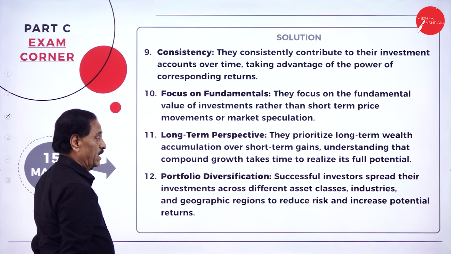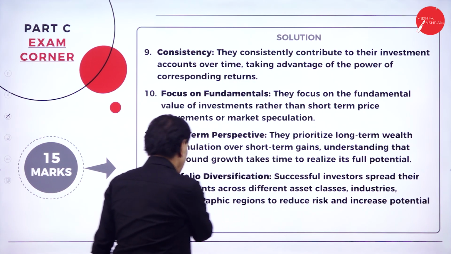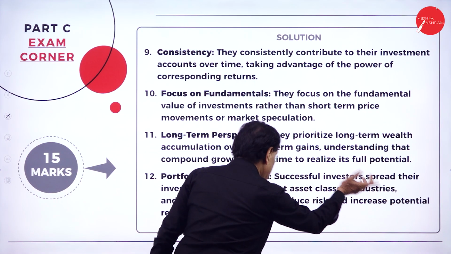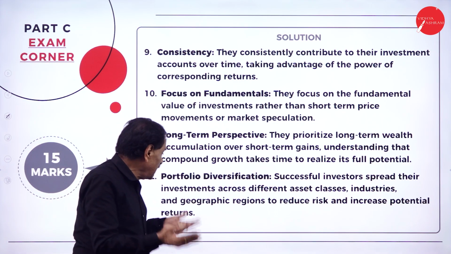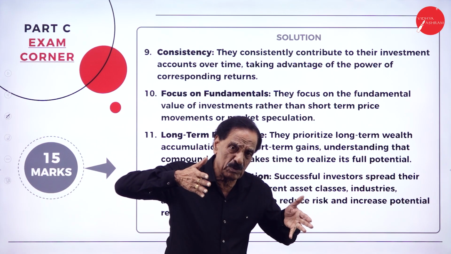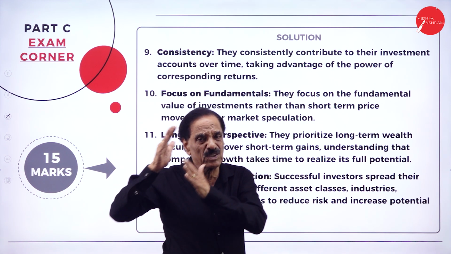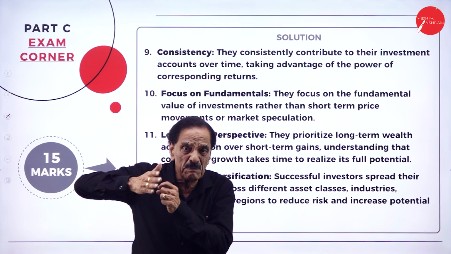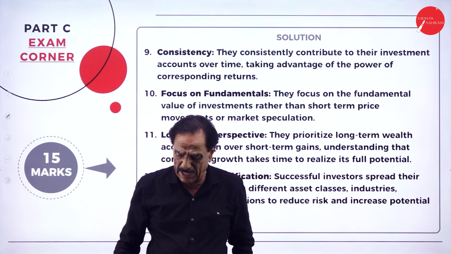Portfolio diversification. Successful investors spread their investment across different asset classes, industries, and geographic regions to reduce risk and increase potential returns. He wants to get the potential returns, so he has to wait for the long term. He has a plan, an idea, a goal. But he must have the patience to wait, because short-term gain is not at all possible. You have to wait for long-term planning.